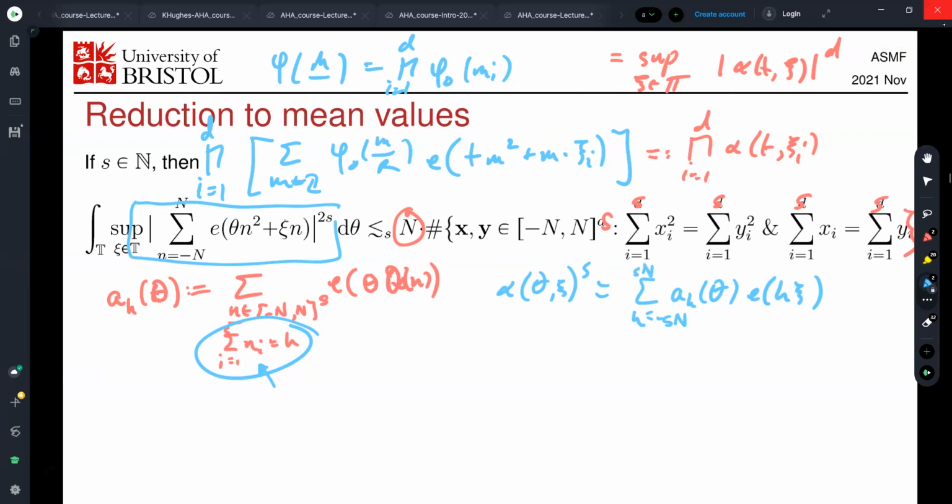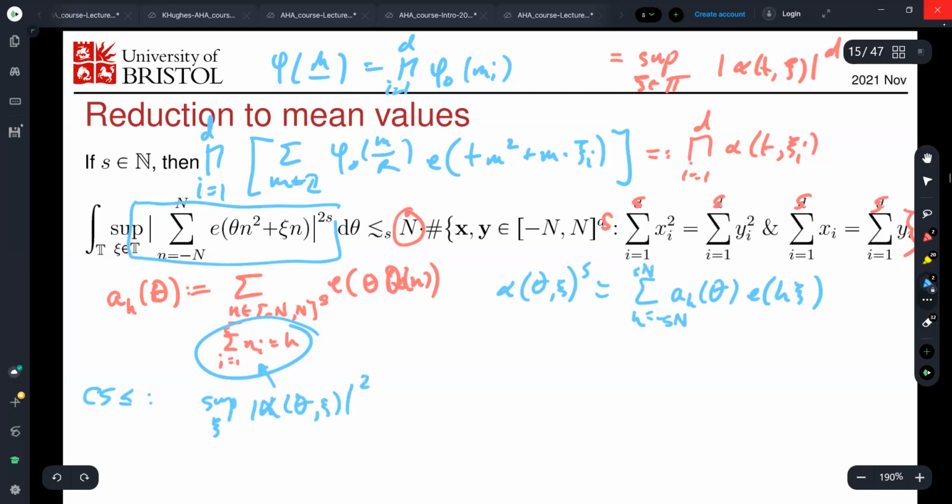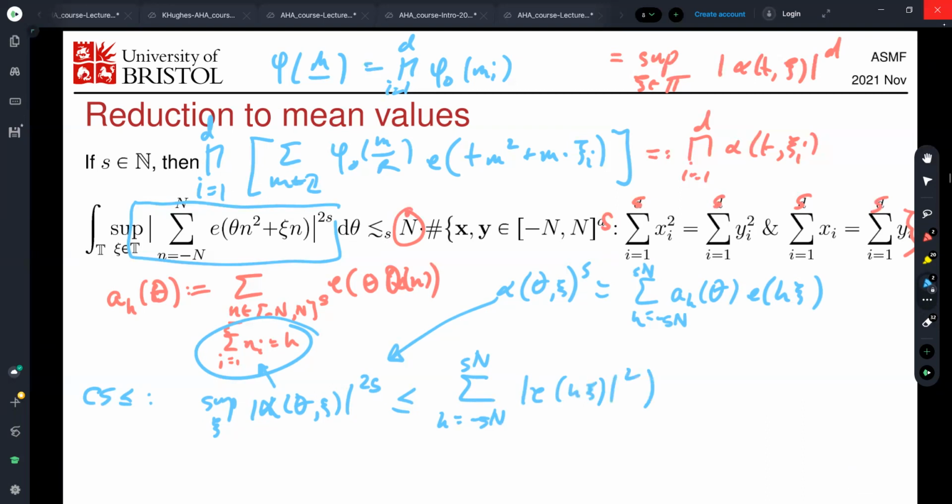Okay. Now let's apply the Cauchy-Schwarz inequality. When I look at the sup over all c, one-dimensional, of the absolute value of the sum to the 2s, that's going to be less than or equal to, by the Cauchy-Schwarz inequality, the sum from h equals minus sn to sn of ones, times the sum of the absolute value of E of h c squared, and times a similar, analogous expression.